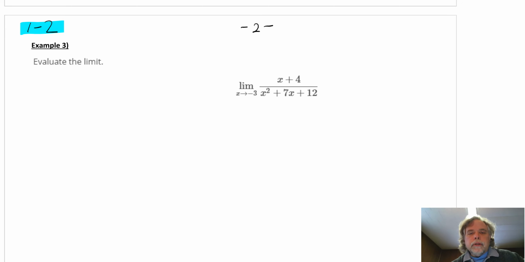This is page 2 of the notes on finding limits algebraically, which is topic 1-2 and homework 1-2. And this is example 3. Evaluate this limit.